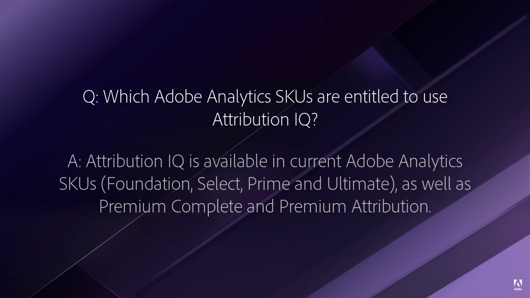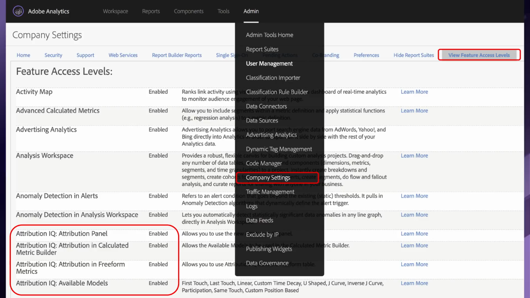So you can see here which Adobe Analytics SKUs are entitled to use Attribution IQ. The Attribution IQ capabilities are all available in all the currently sold Adobe Analytics SKUs, which includes Foundation, Select, Prime, and Ultimate. And it also includes Premium Complete and Premium Attribution as well. So all 6 of those different SKUs have access to Attribution IQ.